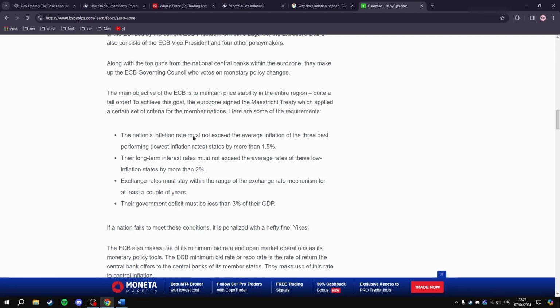The main objective of the ECB is to maintain price stability in the entire region. Quite a tall order. To achieve this goal, the Eurozone signed the Maastricht Treaty, which applied a certain set of criteria for the member nations. Here are some of the requirements.